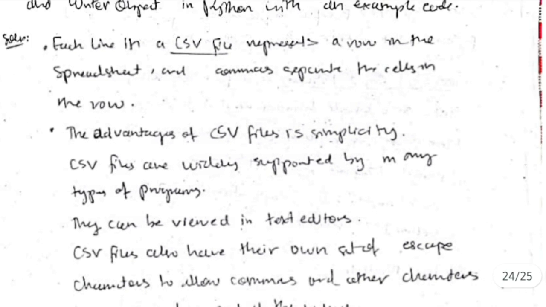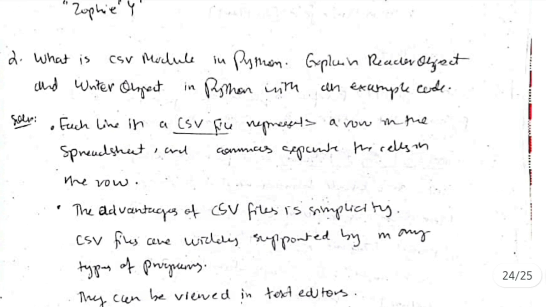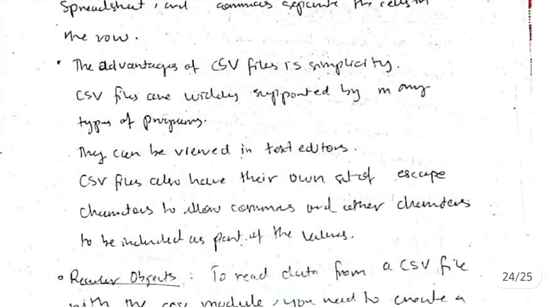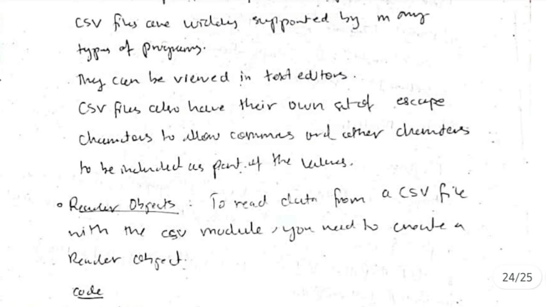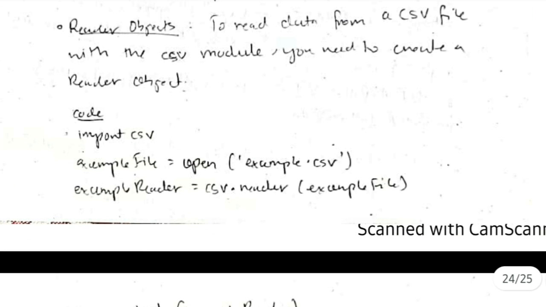So, reading the data. To read the data, you have to create the reader object, and before that, let's discuss the advantages of CSV. It's simplicity, which makes it more famous than the other formats, and it can be viewed in text editors and Excel sheets also, and escape characters other than commas can be used. And yeah, that's pretty much it.